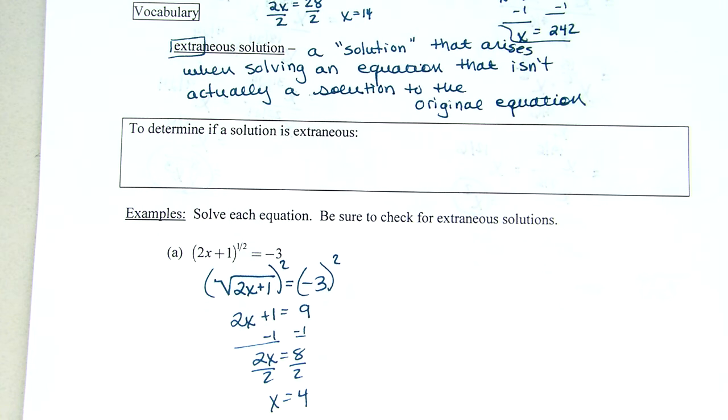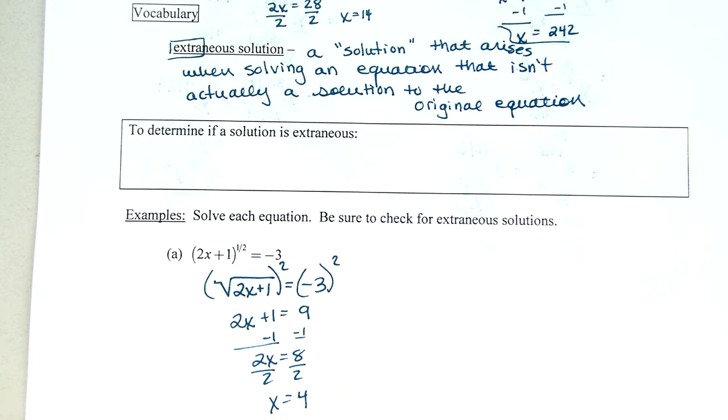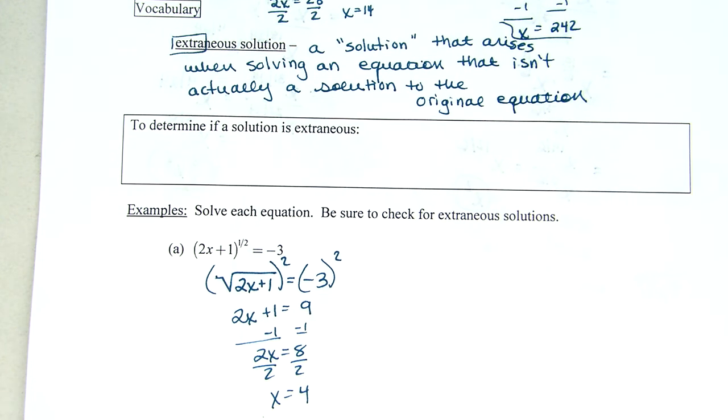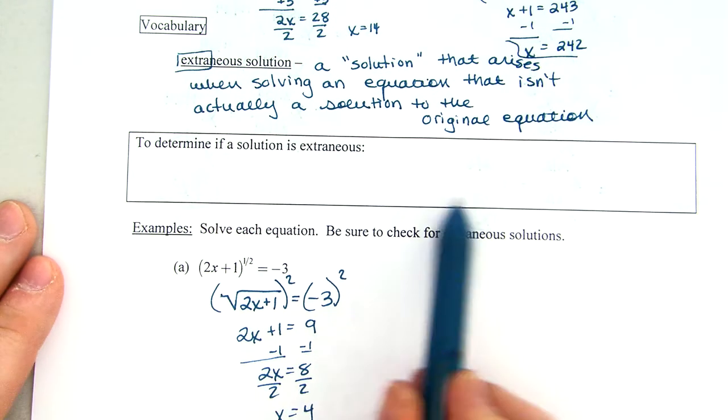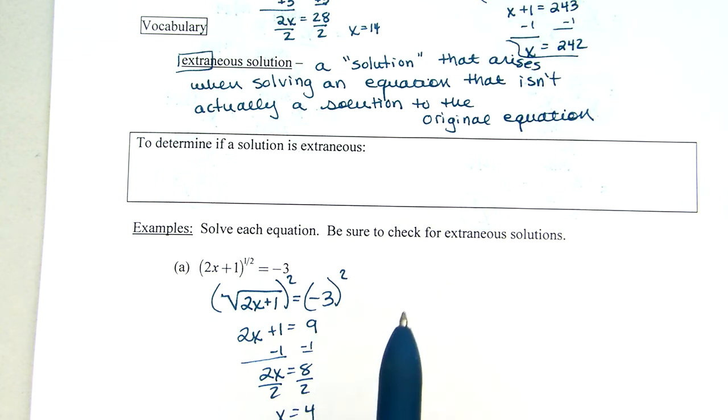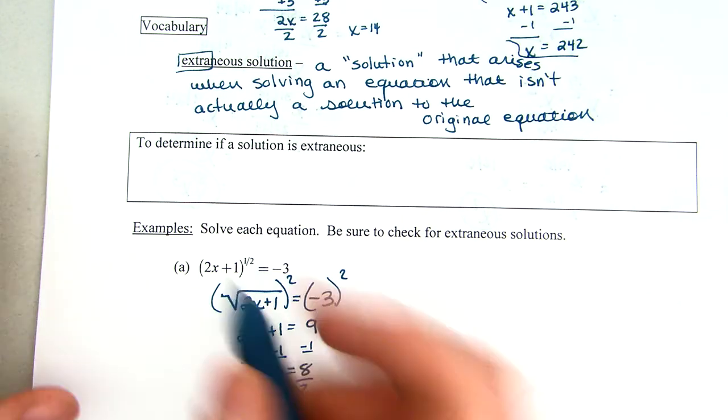Now, that thing I defined, those extraneous solutions, solutions that aren't actually solutions. How could I figure out if 4 is actually a solution of this thing? Yeah, I'm going to go back to the original, and I'm going to plug it in and see if it works. And actually, why don't we go and fill in this little box here to determine if a solution is extraneous? We're going to plug it into the original equation and see if it makes it true.